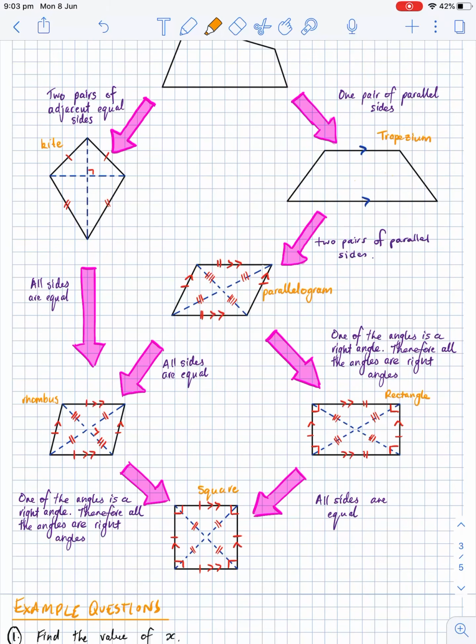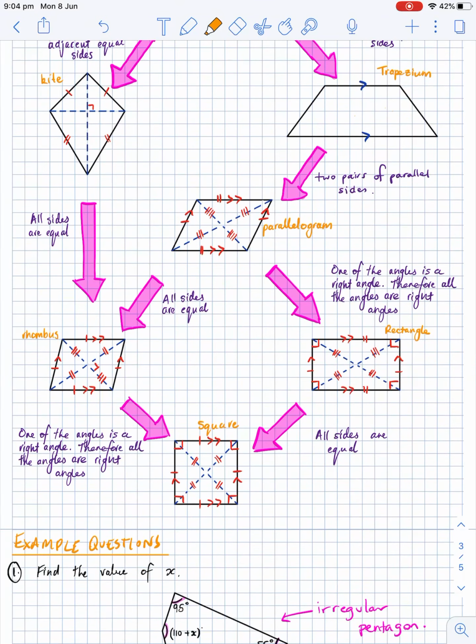If I've got a parallelogram and one of the angles is a right angle, so one of these angles here becomes a right angle, suddenly I get a rectangle. So a rectangle is a type of parallelogram, which is a type of trapezium, where you've got these right angles in the corner. And you'll notice that with rectangles and parallelograms, the opposite sides are also equal. That's what happens when these sorts of properties are happening.